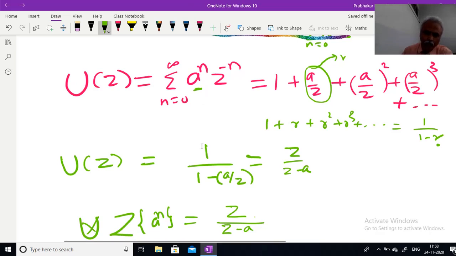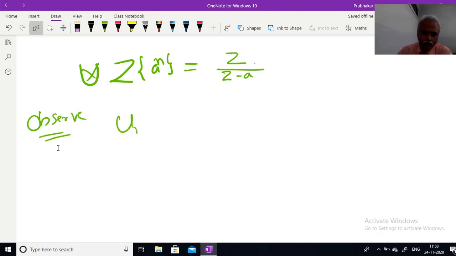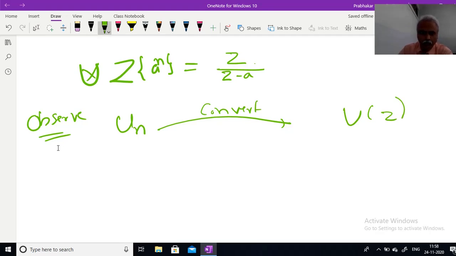Why not we should bundle it? Whatever the discussion is there, why not we should bundle it in terms of a definition? But before that, once again, a summary of observation. Given a un function, convert it to some u of z function via some transformation known as z transformation. So two operations we did in z transformation.